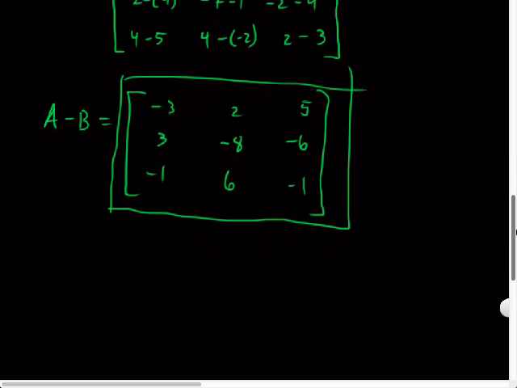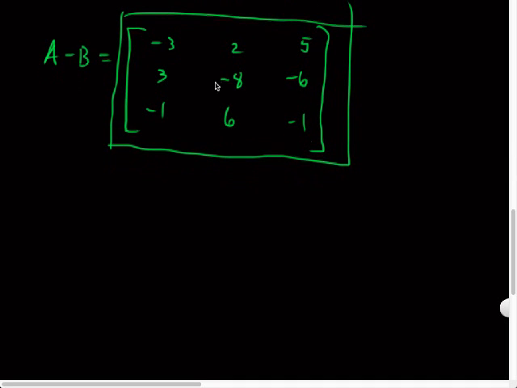And just as a follow-up question, if I call this matrix D, what would element D sub 2,3 be equal to? Negative 6. Right, second row, third column would be the negative 6. So I just want to make sure you're able to locate the elements like so.